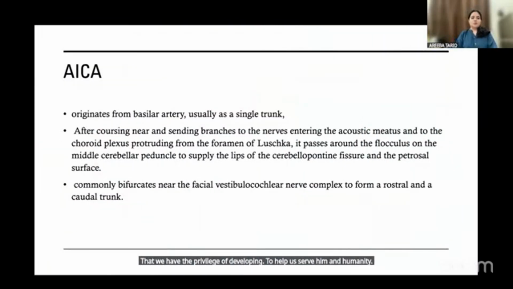Moving forward to the third vessel, that is AICA. It originates from the basilar artery, usually as a single trunk. After coursing near and sending branches to the nerves entering the acoustic meatus, we know by now that AICA is a branch of the middle complex. And to the choroid plexus protruding from the foramen of Luschka, it passes around the flocculus on the middle cerebellar peduncle to supply the lips of the cerebellopontine fissure and petrosal surface.